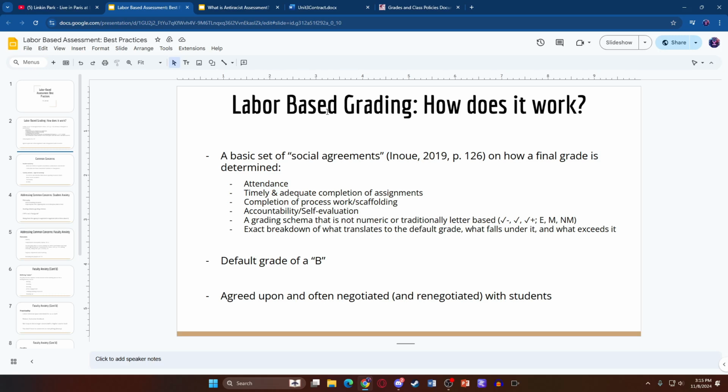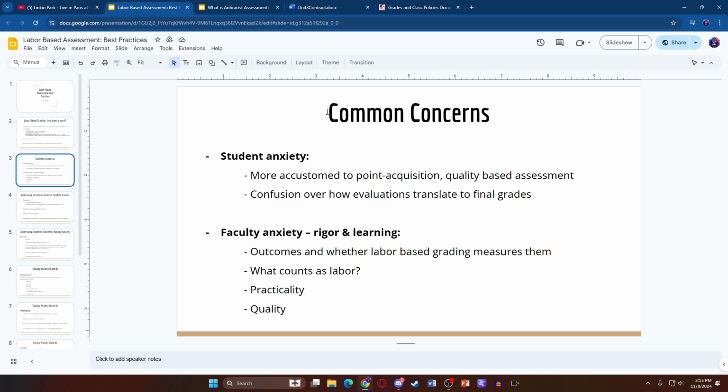All right. So, some common concerns. I want to go this route just because people usually tend to react with, well, what could go wrong here? So, student anxiety. Most of our students have spent the past twelve-odd years of their education in a point acquisition system, or quality-based assessment. So they may have some hangups when you first talk to them about effectively not having grades in the class during the term, right?